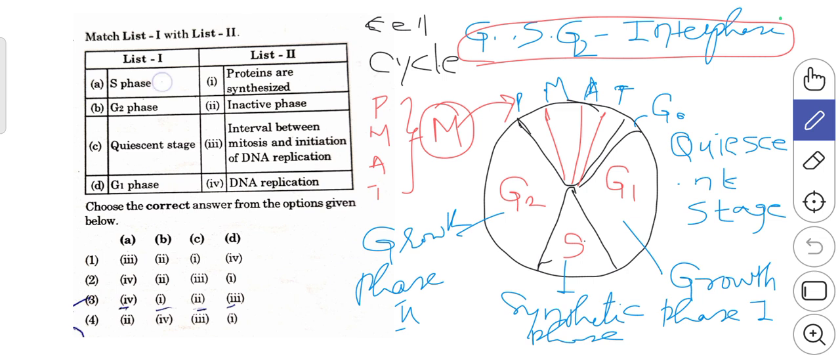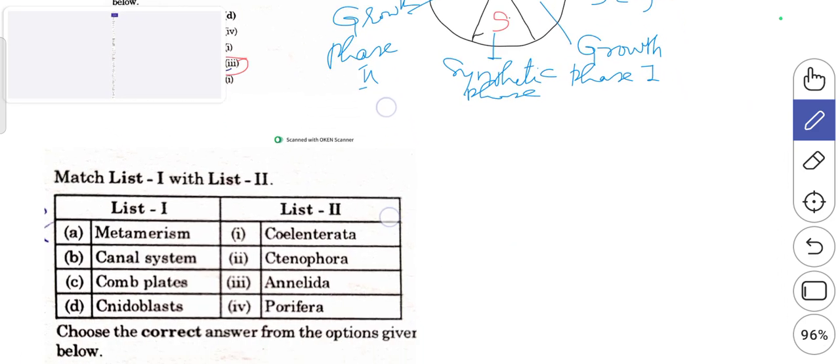Here, S phase is DNA replication. G2 phase is where proteins are synthesized. Quiescent stage is an inactive phase. G1 phase is the interval between mitosis and initiation of DNA replication. So the correct answer for this one will be the third option. We'll discuss the next one.